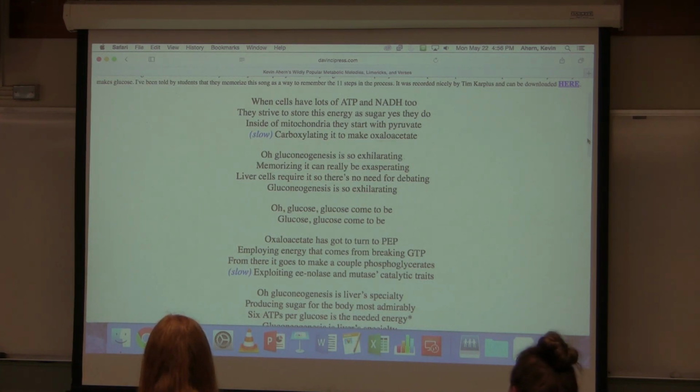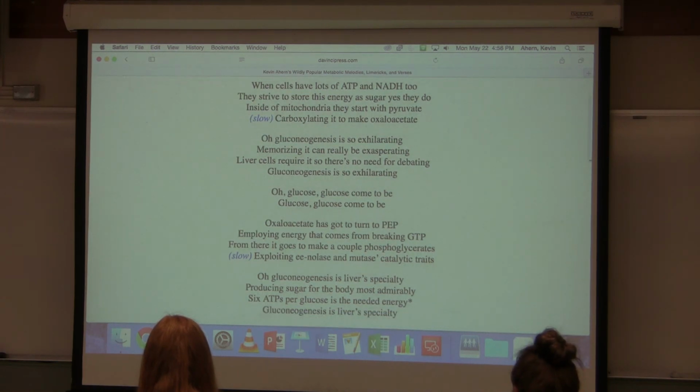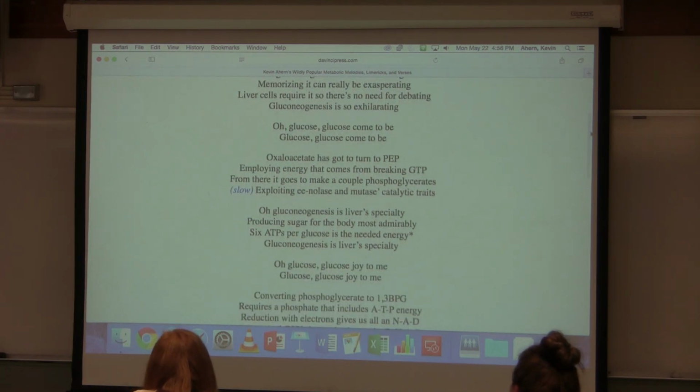Oh, gluconeogenesis is so exhilarating. Memorizing it can really be exasperating. Liver cells require it, so there's no need for debating. Gluconeogenesis is so exhilarating. Glucose, glucose, come to be.